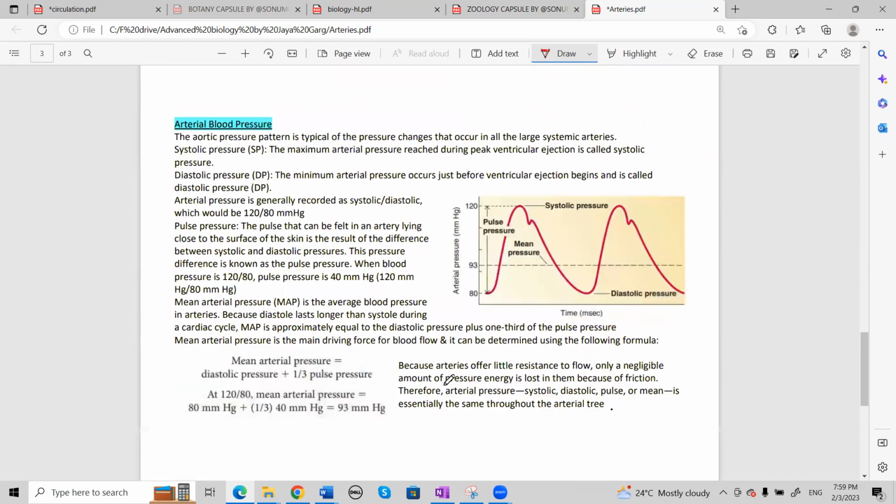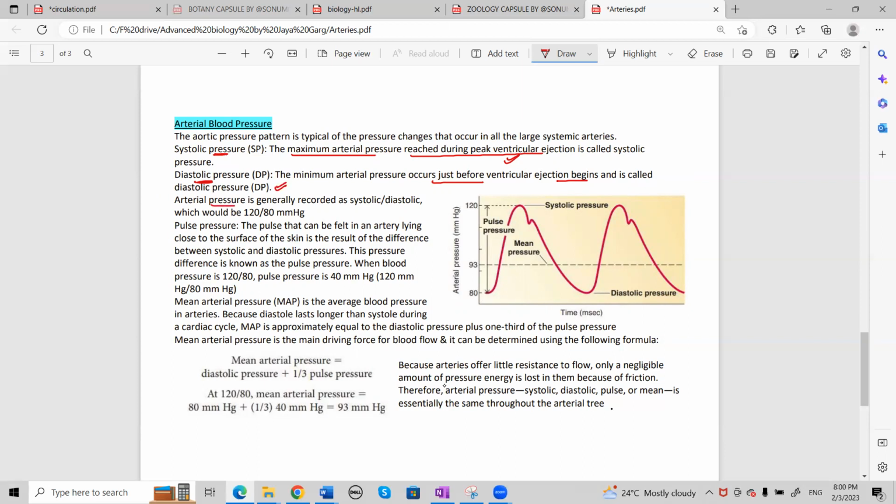Now see arterial blood pressure. I told you when the ventricle is contracting, the pressure with which it forces the blood into the artery is known as systolic pressure. The maximum arterial pressure reached during peak ventricular ejection is the systolic pressure. And diastolic pressure occurs just before ventricular ejection begins, meaning the end of the diastole. That is known as diastolic pressure.